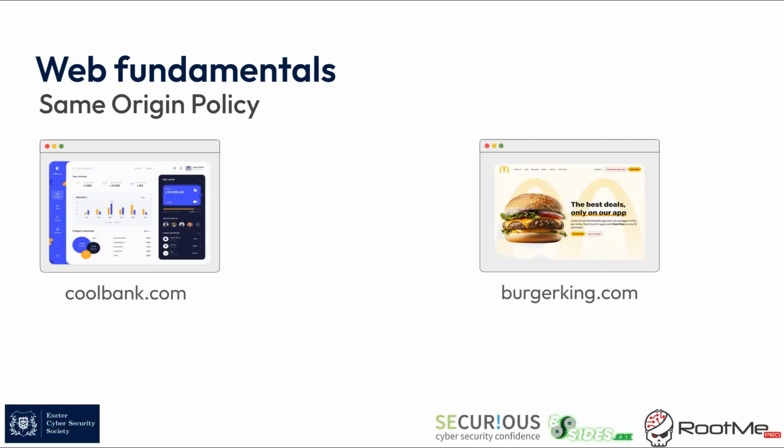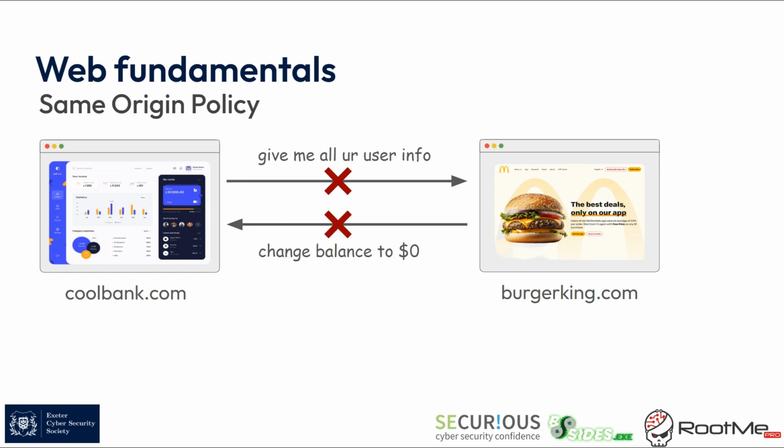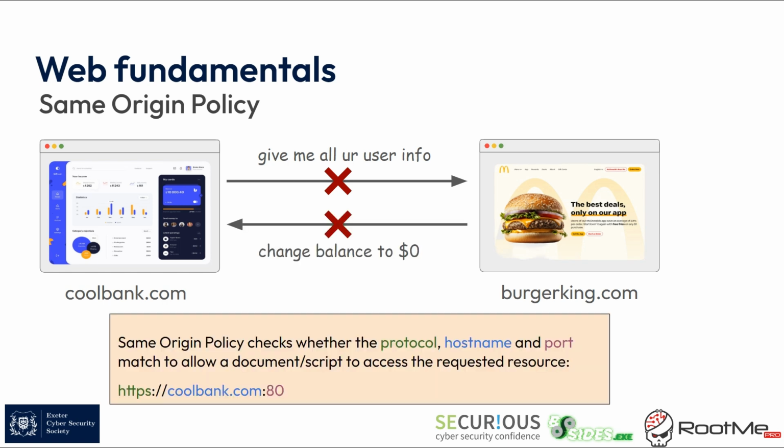And the second fundamental concept is something called same origin policy. Same origin policy is a security mechanism that is fundamental to the web. And essentially what same origin policy is that for any given document or script that is loaded in an origin, you are not allowed to arbitrarily read or write from a different origin. So it says here, same origin policy checks whether the protocol, hostname, and port match to allow a document or script to access the requested resource.